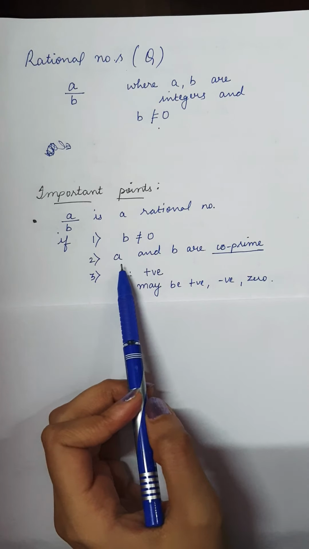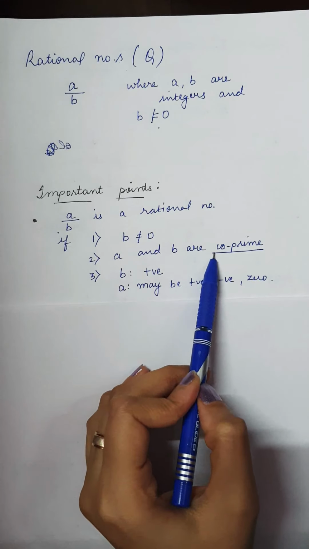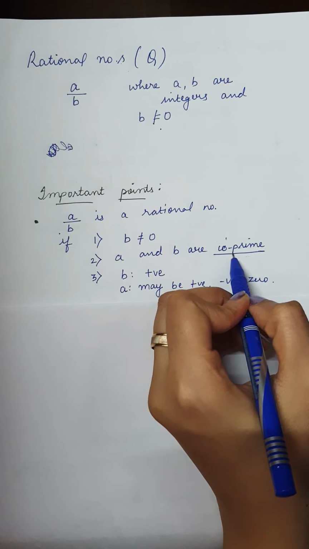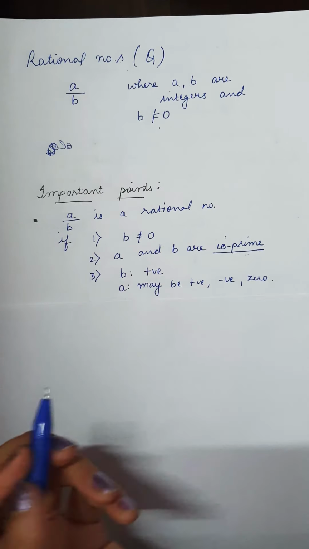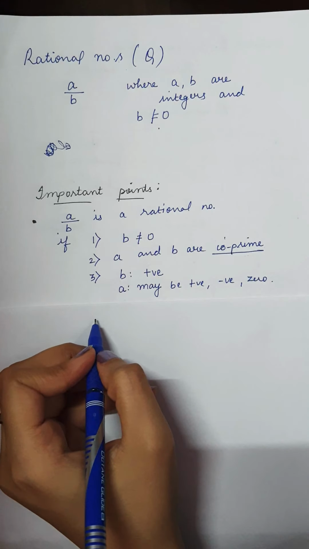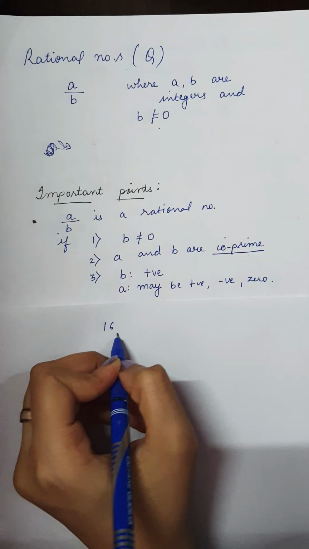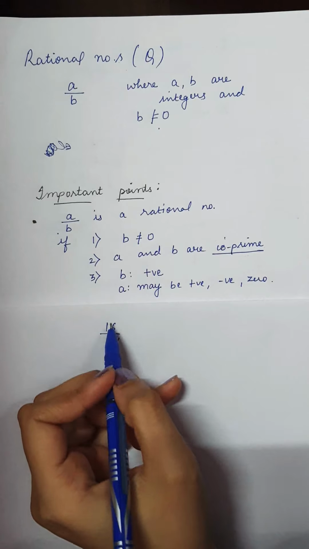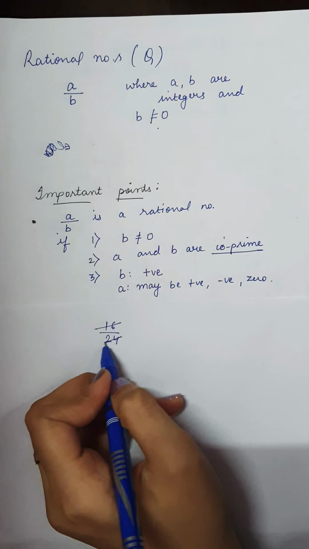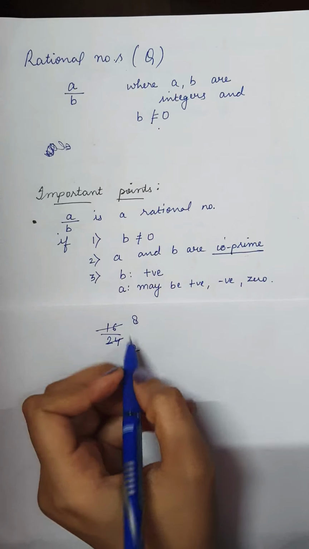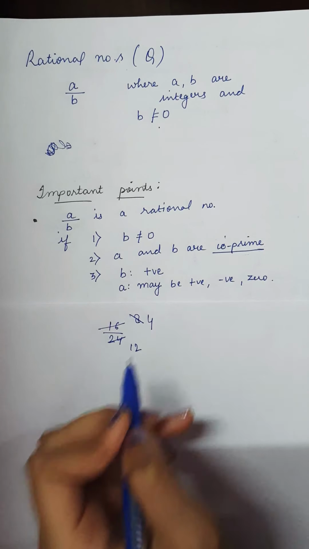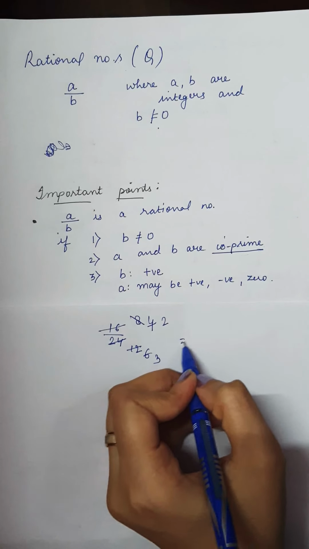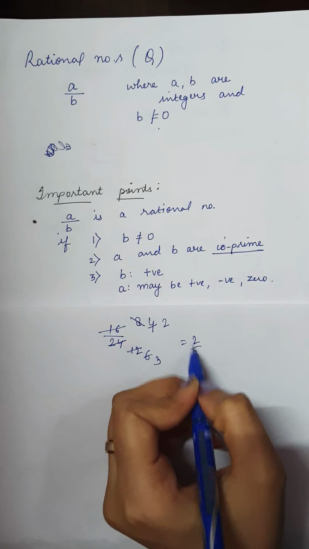We already know this. A and B are co-prime. Now what do you mean by co-prime? Co-prime means the common factor should be 1. That is, if I write 16 upon 24, it is having a common factor that is 2. See, 2 into 8, 2 into 12. Now also common factor is 2. 2, 4, 2, 6. Again 2, 3. Now 2 by 3 has no common factor other than 1.